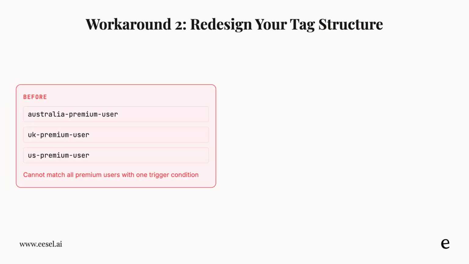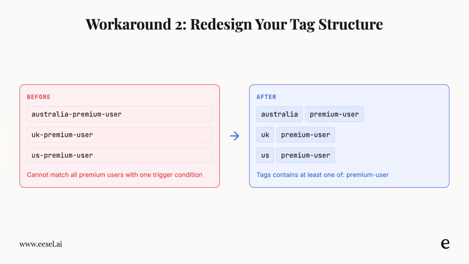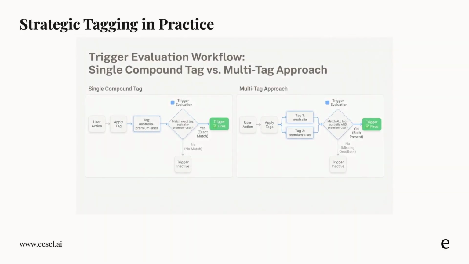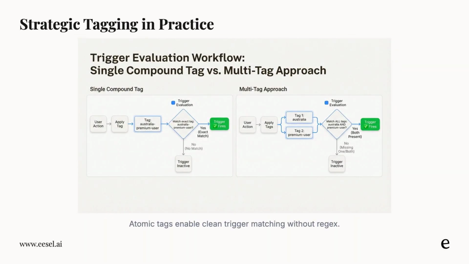The most practical fix for complex tag matching is restructuring your tags. Instead of a single compound tag like Australia Premium User, use 2 atomic tags, Australia and Premium User. Now your trigger can check for Premium User using contains at least one of the following and catch every regional variation in one condition. This diagram shows the before and after of tag restructuring.